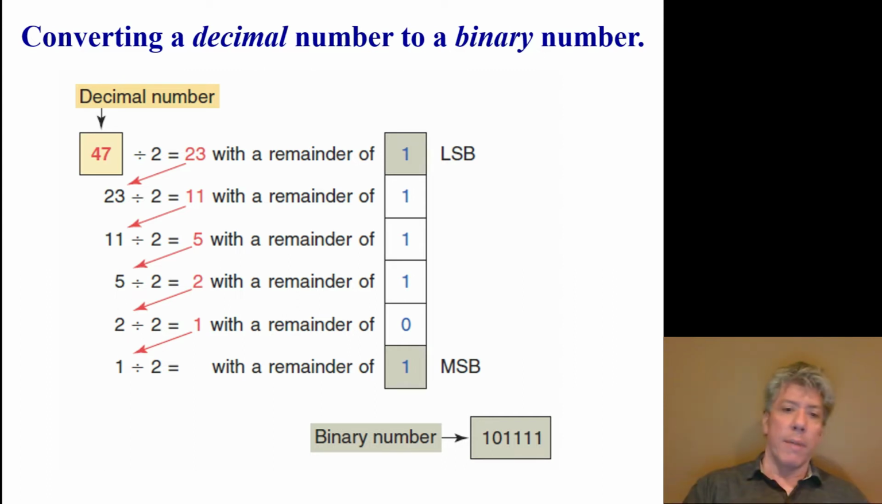Take the 5 divided by 2. That's 2 with a remainder of 1. Take that 2 divided by 2. That's 1 with a remainder of 0. And then take the 1 divided by 2 is 0 with a remainder of 1. Because we can't end up with a fractional number here. We need a whole number, right? So there it is. We're out of it.